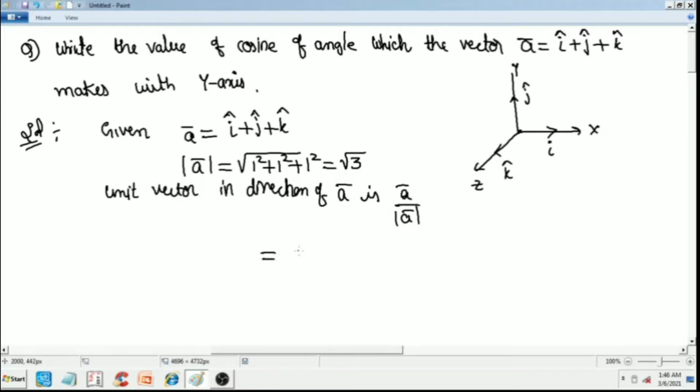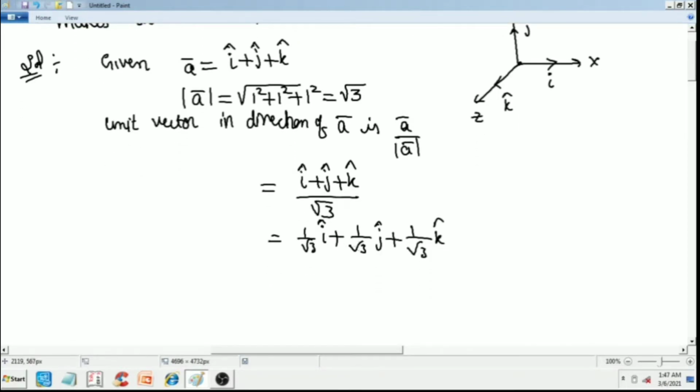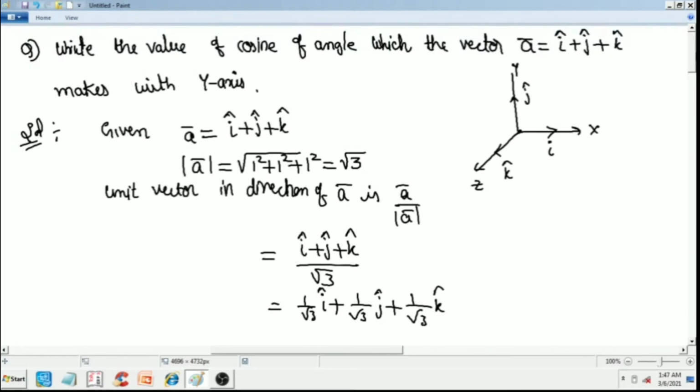So from here we can write it as unit vector (i + j + k)/root 3. So here 1/root 3 i + 1/root 3 j + 1/root 3 k bar. Now he is asking what angle it makes with respect to the y-axis. See here, y-axis is along j. So the j coefficient is 1/root 3.